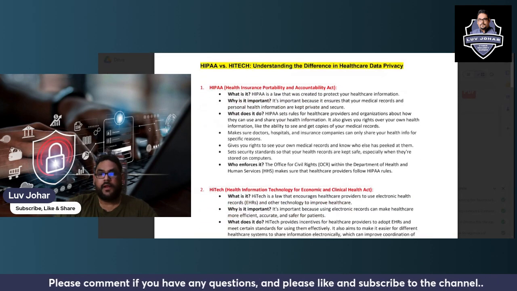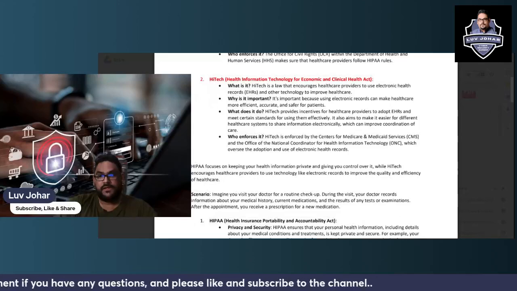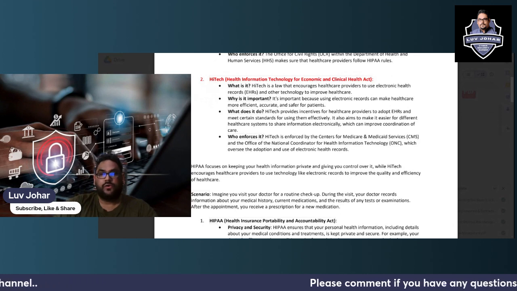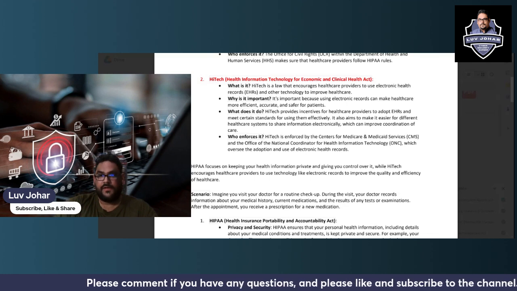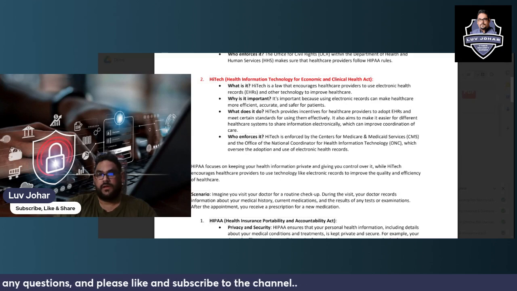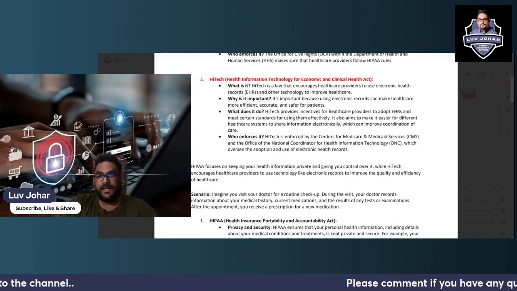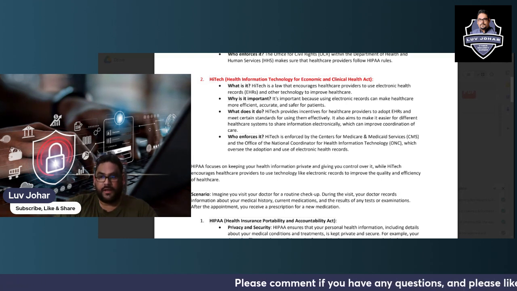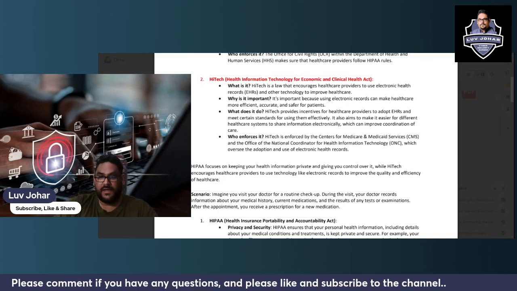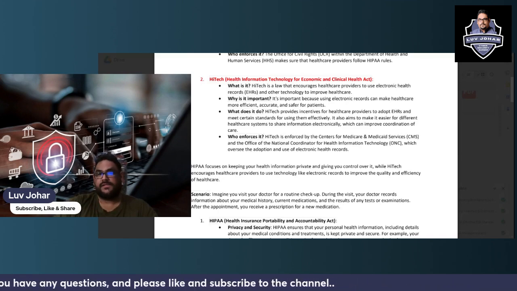Okay. Now coming to the other part, which was never discussed before, which is HITECH, the Health Information Technology for Economic and Clinical Health Act. Okay, so what is this? HITECH is basically a law which encourages all the healthcare providers to use electronic health records and other technologies to improve healthcare. Okay, so it emphasizes using electronic records so that healthcare information can be saved more efficiently and accurately, and it is safer for patients as well.